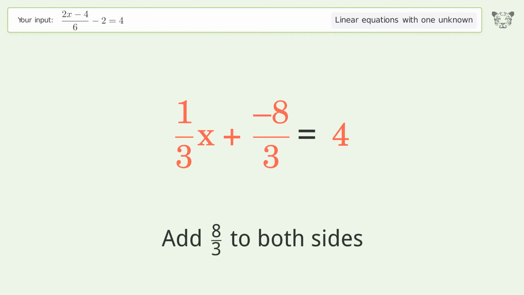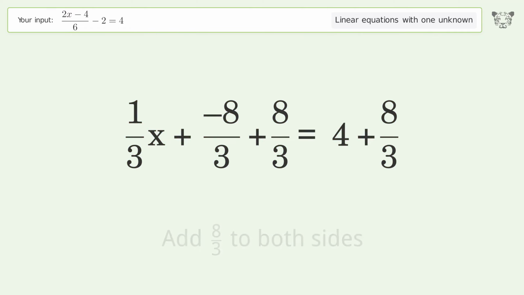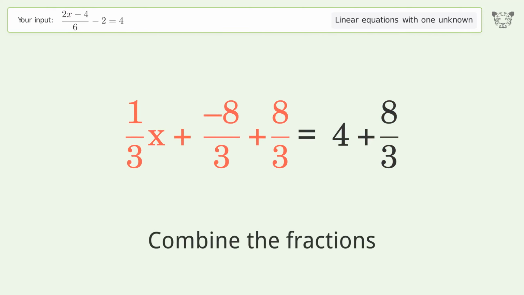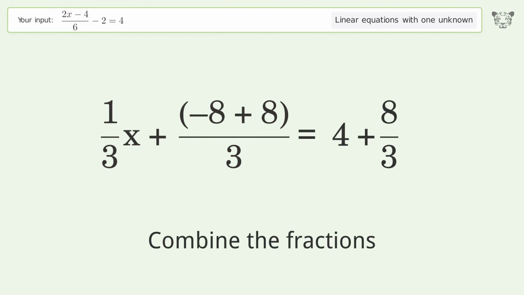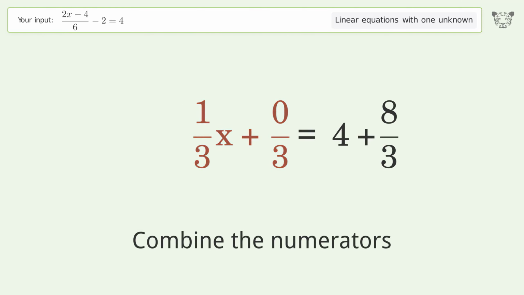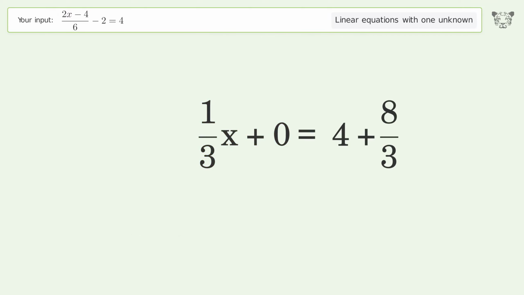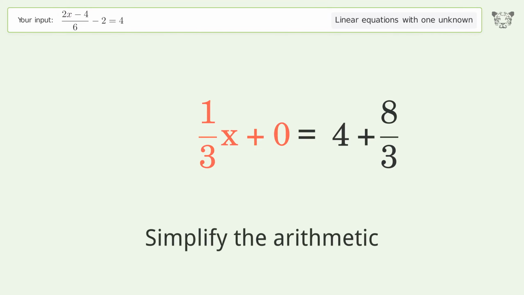Add 8/3 to both sides. Combine the fractions. Combine the numerators. Reduce the zero numerator. Simplify the arithmetic.